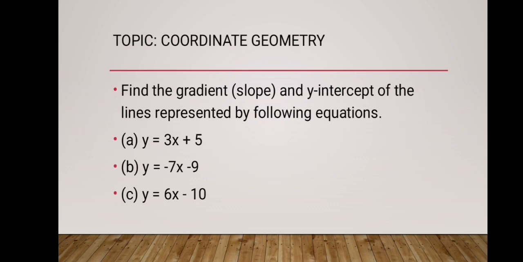or the coefficient of x, that is going to give you the gradient, whereas the rest gives you the y-intercept. So for part A, 3 is the gradient of this line, whereas plus 5, or 5, is the y-intercept of this line. In case of part B, minus 7, which is the coefficient of the variable x, is your gradient, whereas minus 9 is the y-intercept. In the same way, in part C, 6 is the gradient of the line and minus 10 is the y-intercept.